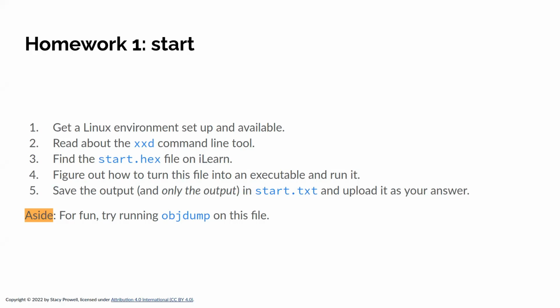Since I told you about XXD and the file contained hex, seems like the thing to do would be to try to use that to turn the hex dump back into a binary file. That gets you a file, but it doesn't get it runnable. So then you have to do something else to make it runnable. And then save the output and upload that.